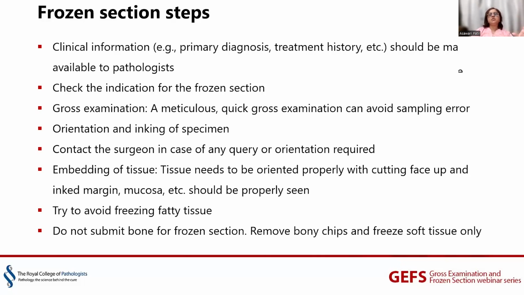A quick, meticulous gross examination is very, very important before we start frozen section. And if we are looking at lymph nodes, try to find all nodes, bisect them and see if they are grossly involved. If grossly not involved, we have to submit all nodes. But if any node is grossly involved, we can submit only that half and wait for the section to inform the surgeon. Other nodes may not be needed. We don't have to sample them in frozen section.